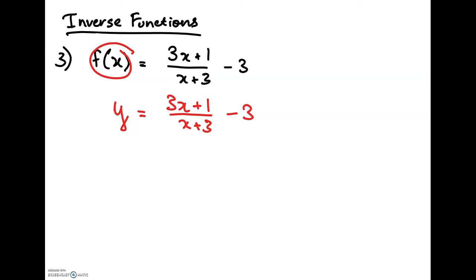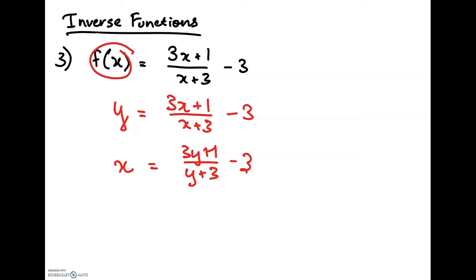Now we're going to switch out our x's and y's. It doesn't matter if you have two x's on the right-hand side, you're still only going to swap them out with the one y you have. So wherever you have a y, you're going to make it an x, and wherever you have an x, you're going to make it a y. So let's change this y to become an x. 3y plus 1 over y plus 3 minus 3.